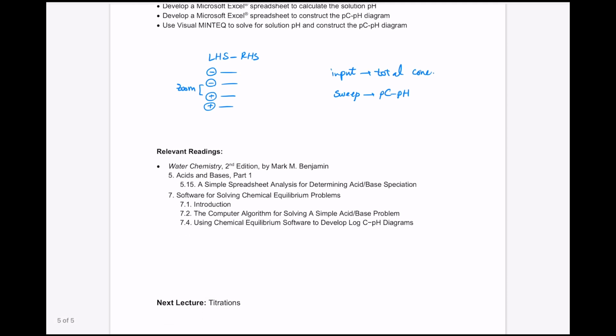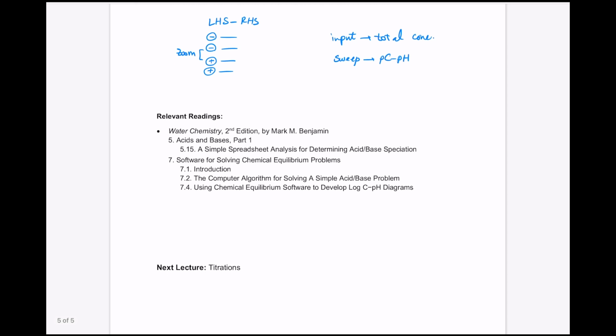So if you're interested to know more about this stuff, I refer you to the book. The Excel file was adapted from chapter 5, and the software section of the lecture was adapted from chapter 7.